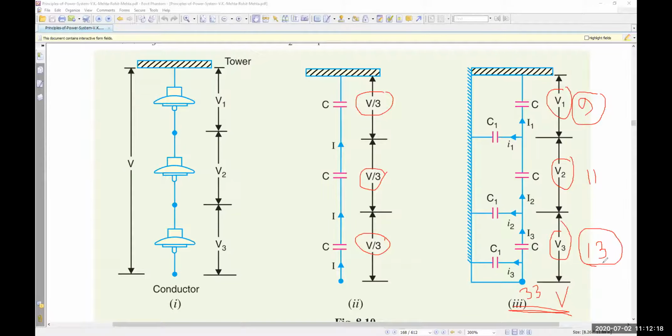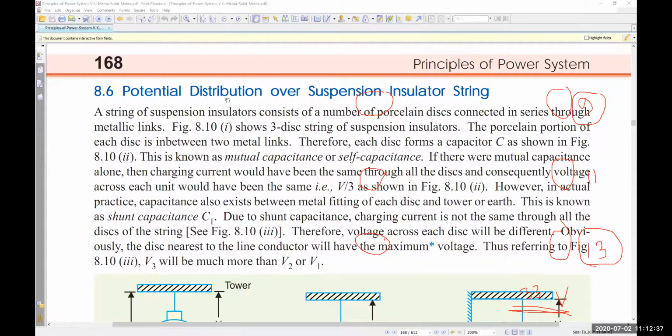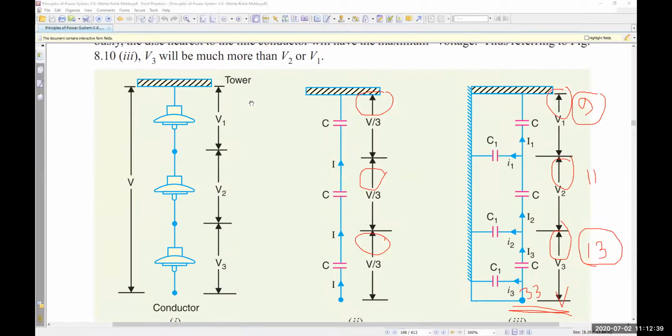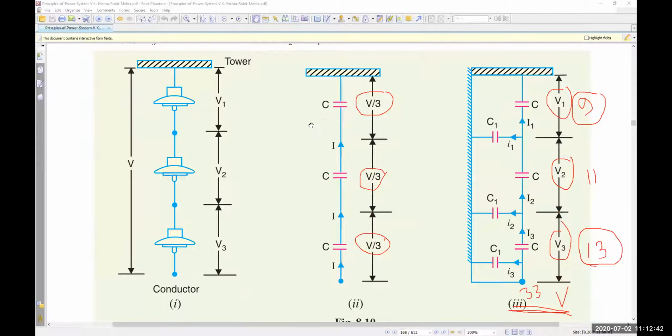This will be damaged if there is any shunt capacitance. So shunt capacitance will be there because this is air. Air is always there, right? So in this case, this disk will have a lot of problem. So that's why this study, the potential difference distribution study, is important. And we will be doing this study now. Okay? Sure.